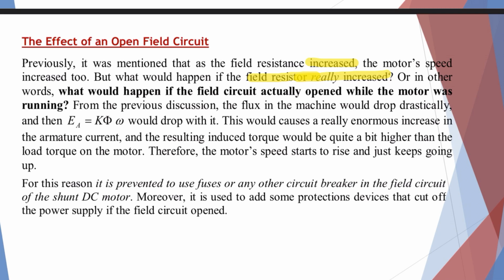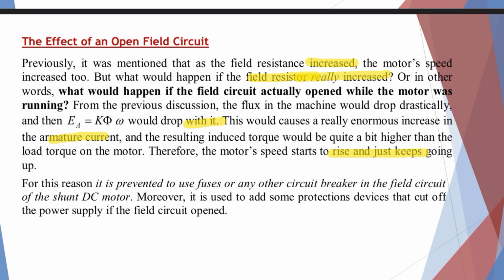From the previous discussion, the flux in the machine would drop drastically, and then EA would drop with it. This would cause an enormous increase in armature current IA, and the resulting induced torque would be quite a bit higher than the load torque on the motor. Therefore, the motor's speed starts to rise and just keeps going up.